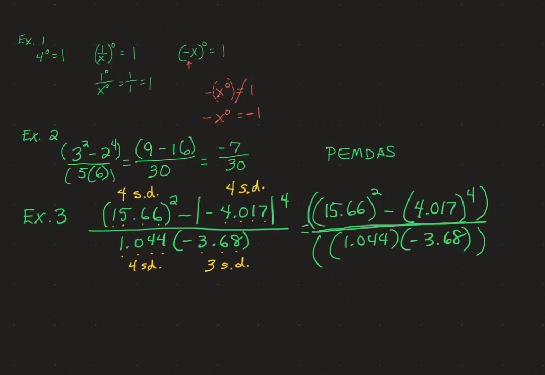Otherwise, if you try to do that, divide by 0.044 times negative 3.68, your calculator is going to do it differently. Give it a try without those parentheses, see what happens. However, your calculator does not need these parentheses. If you just have a number and you square it, your calculator knows just to square that. Likewise, your calculator is not going to make a mistake and try to raise this negative to the fourth power. It knows that fourth power only applies to 4.017.